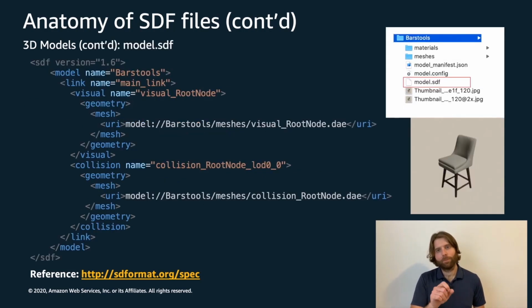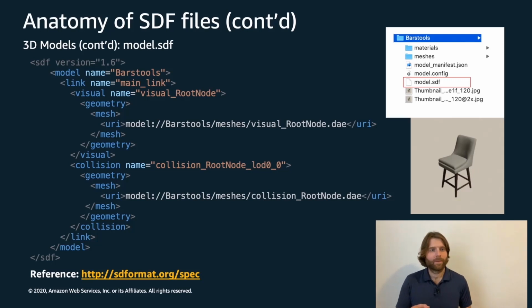So let's say we opened up that SDF file where our model lives in that folder, in the bar stools folder. This is what it would look like. Here's where you can see what we have defined as a visual and collision elements. In the visual element, what you'll see is the mesh file, which is a Collada file that we're going to include to generate that visual. And then we have a different Collada file that we're going to use for the collisions.